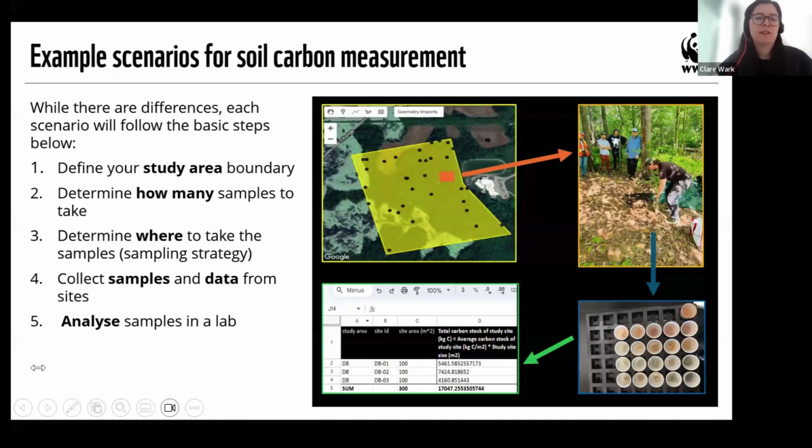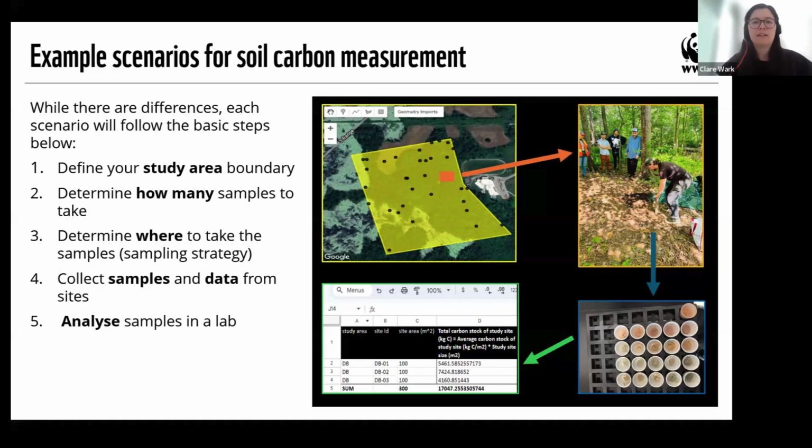Perfect. So each of these 3 scenarios are going to follow the same basic steps shown on this slide. So first, defining your larger study area of interest and its boundaries, then determining how many samples to take. The third step is determining where to take your samples, which is otherwise referred to as developing your sampling strategy. Fourth step is actually collecting your samples as well as any other data while out in the field.